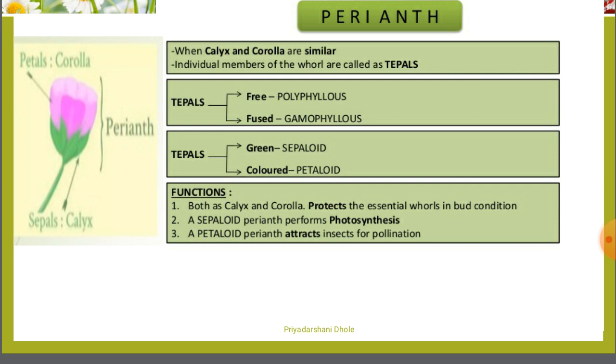Now these tepals, when free, are polyphyllous; when fused, gamophyllous. When tepals are green, because they act as sepals, it is called sepaloid. When tepals are colored, it is called petaloid because petals are colored. Now what is the function? It acts as both calyx and corolla. It protects the essential whorls in bud condition, a sepaloid perianth performs photosynthesis because it is green in color, and a petaloid perianth attracts insects for pollination.